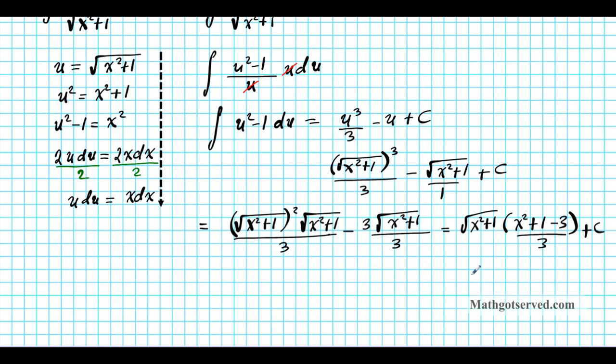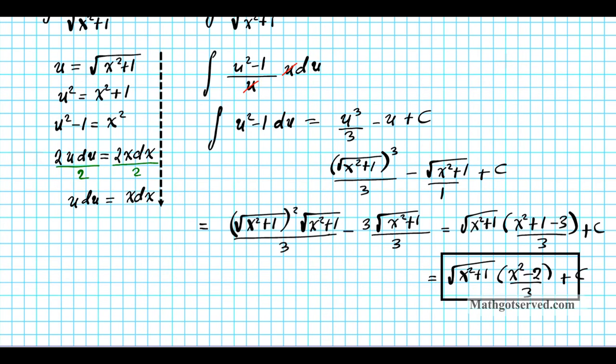And then our final answer is simply going to be the square root of x squared plus 1 times x squared minus 2 over 3, okay? And there goes your final answer, much faster than the other method, and less room for error, okay? So that's that.